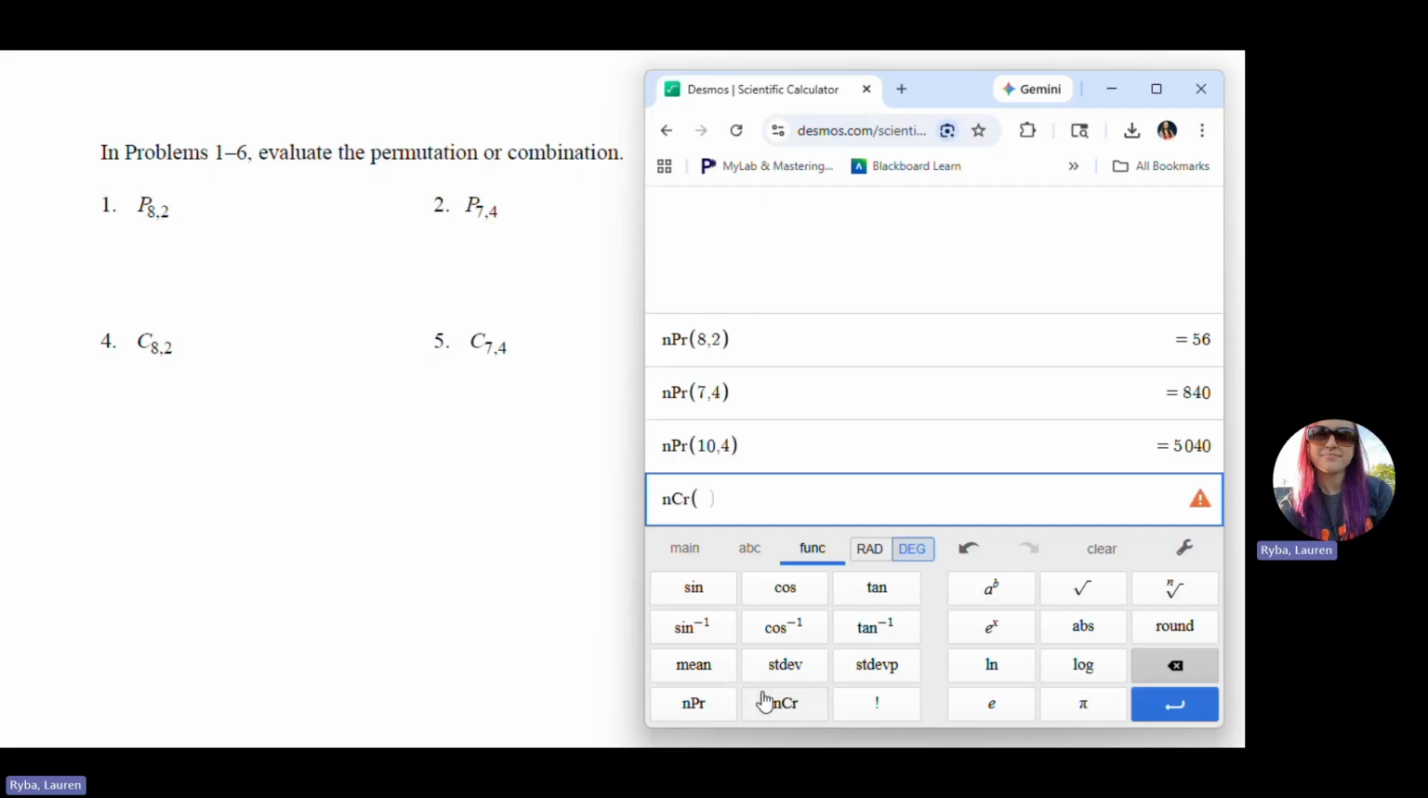I also have the combination function right here. So I could do that, 8, 2, or I could just type NCR and 7, 4. And I think it's also 10, 4. It's showing you that choosing the same numbers gives you less in combinations than it does in permutations.